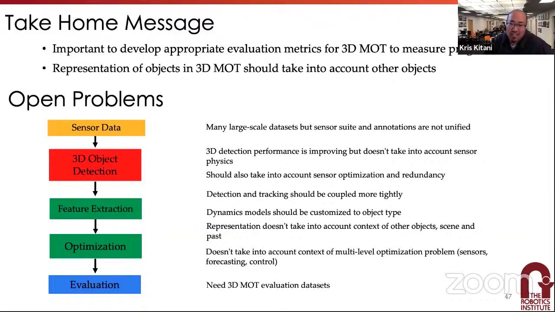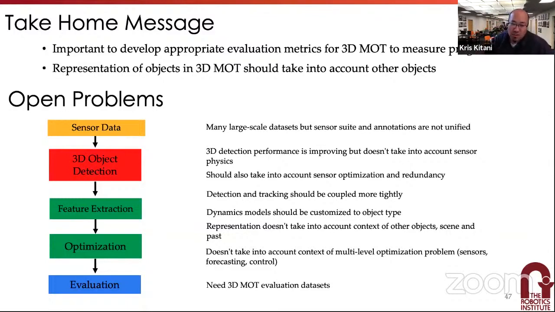Many of the large-scale data sets, oops, okay, English is weird here. There are many data sets, but the types of sensors and the types of annotations are all different, and that makes it hard for us as a community. So we need some kind of unified data set. 3D detection performance, we know, is improving, but one of the things I think is missing is, how does it connect back to the sensor data or the sensor physics? I think that's something that a lot of us ignore, right? The optics of the sensing.